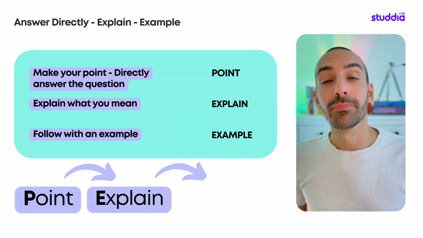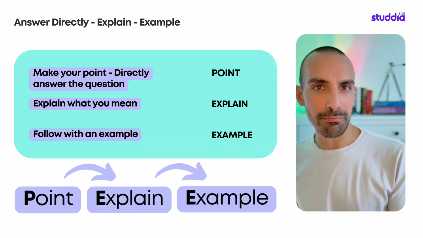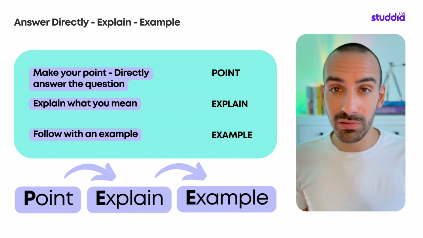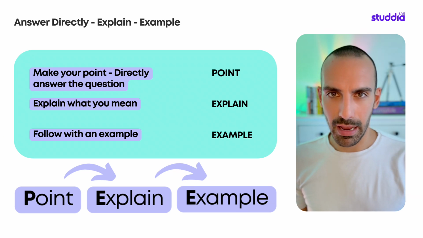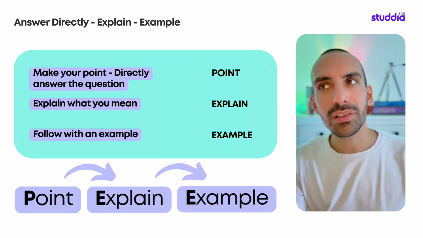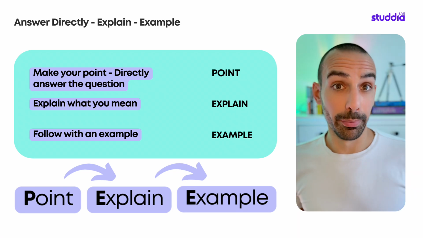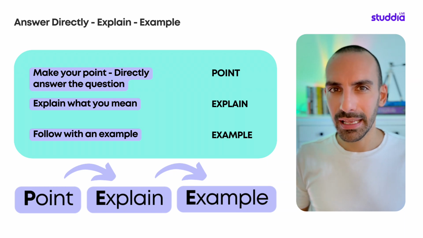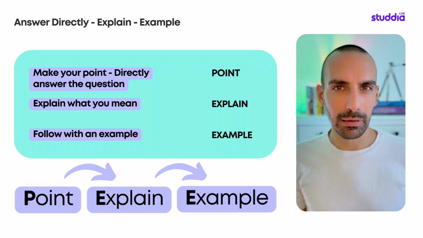And finally, give an example. Illustrate what you're saying. Use something concrete to make your answer more specific and relatable. That's it. That's the whole structure. And again, it's exactly the same structure you use to write a paragraph in an IELTS essay. Point, explain, example. It works beautifully in part three because it helps you avoid going off topic or saying too little. So, whenever you get a part three question, just think, what's my point? How can I explain it? And what example can I give?